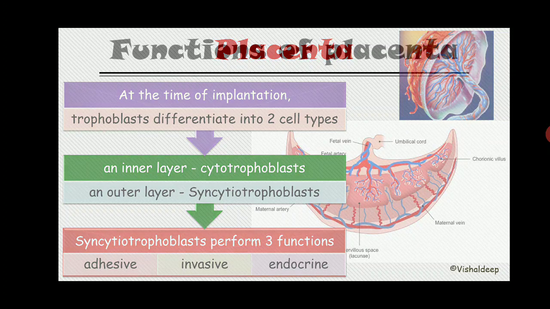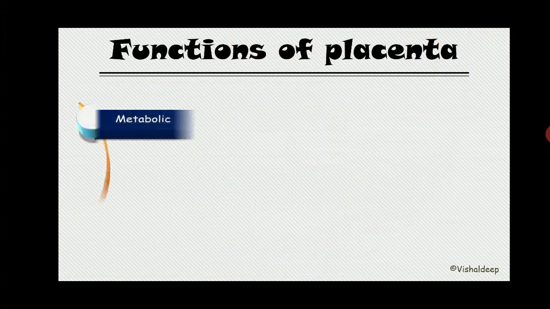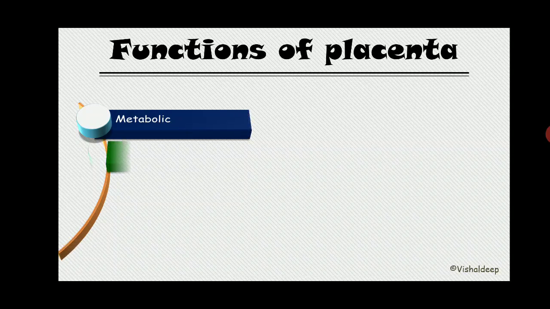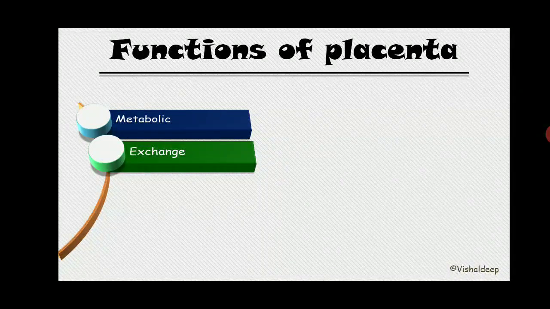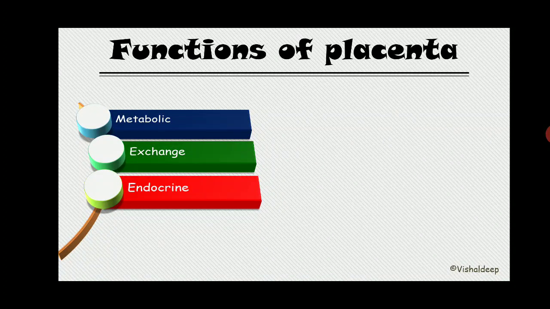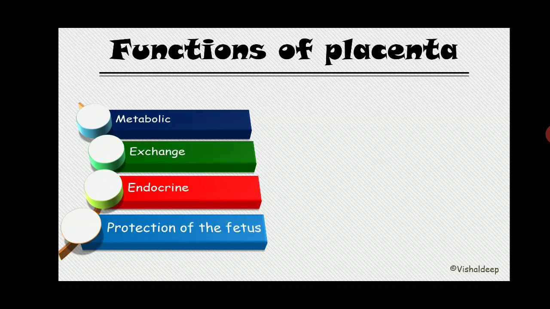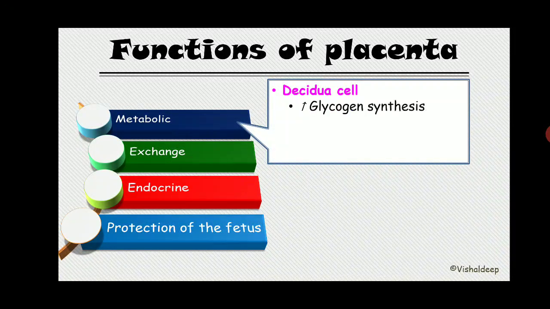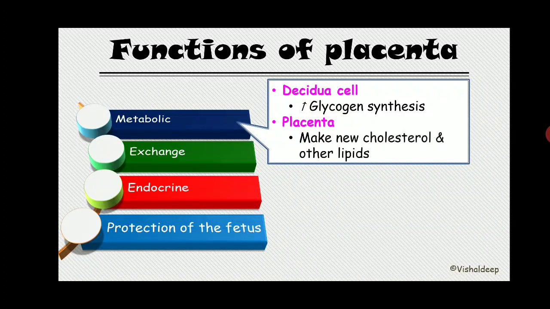Now let's discuss the function of the placenta. As far as the function of the placenta is concerned, it has various functions like metabolic function, exchange function, endocrine function, in which it will release certain hormones, and protection of the fetus. Now we are going to discuss one by one. As far as the metabolic function is concerned, the decidual cell is a highly lipid-laden cell, and it also is high in glycogen, right? And the placenta makes new cholesterol and other lipids. Alright, this is the metabolic function of the placenta.